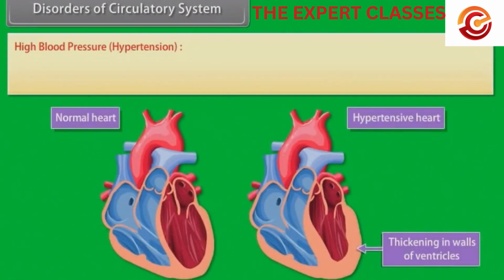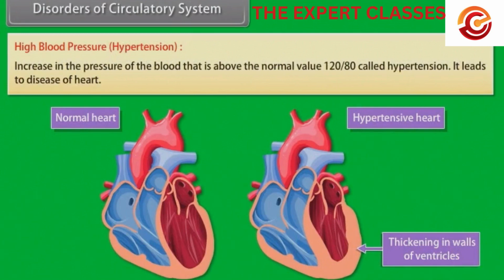Disorders of circulatory system. High blood pressure or hypertension. Increase in the pressure of the blood above the normal value of 120/80 is called hypertension. It leads to disease of heart.